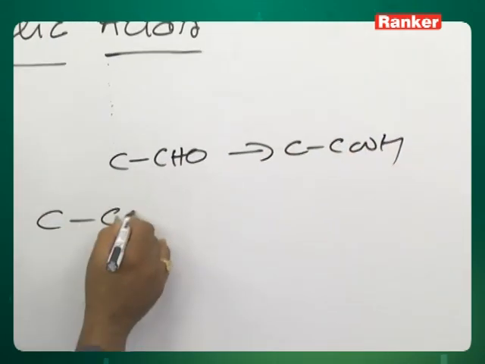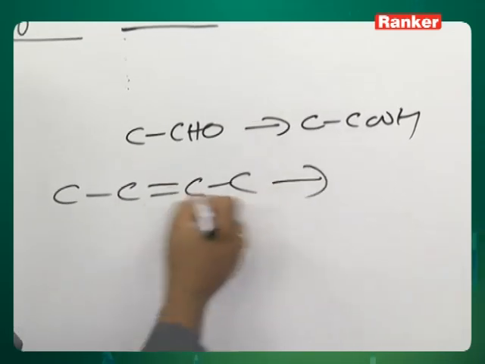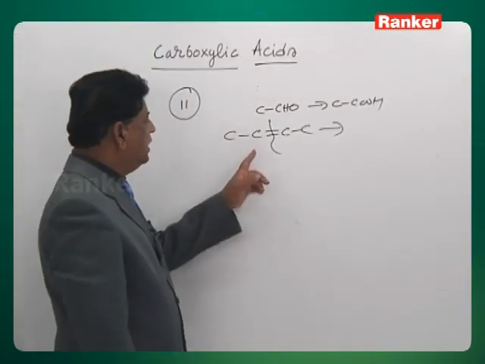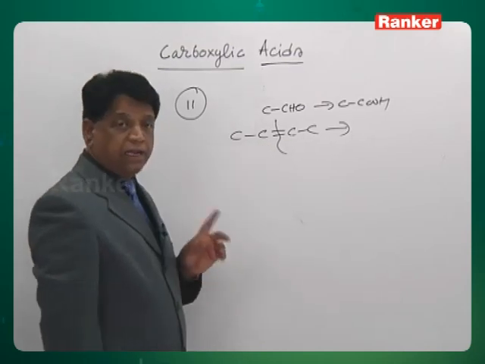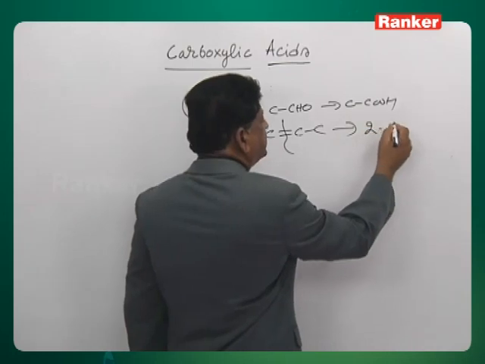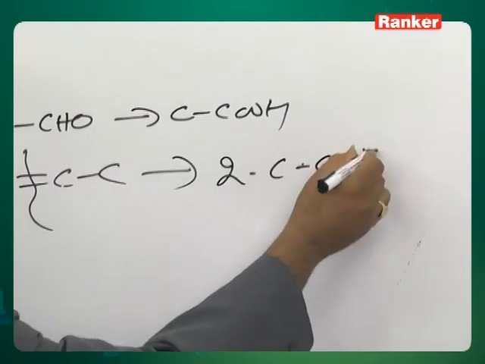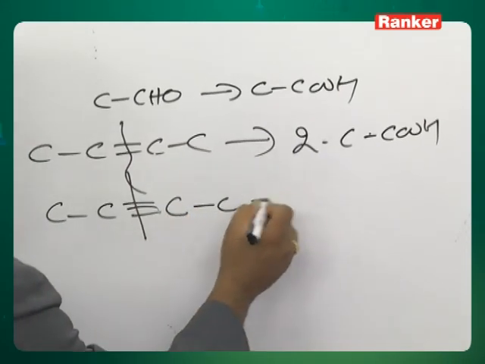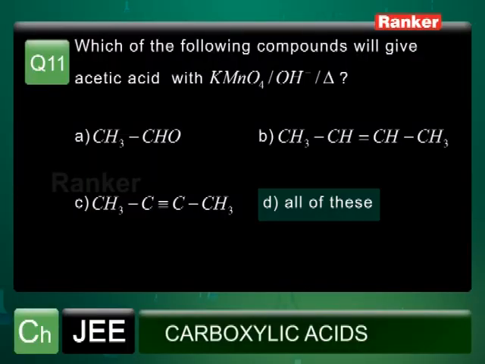Even an alkene containing this type of group also undergoes oxidative ozonolysis, or acidified permanganate, or alkaline permanganate with heating. It cuts and you will get 2 moles of acetic acid. Alkynes also will undergo this type of cut and you will get 2 moles of acetic acid. Therefore A, B, C are all right, so the answer is D. So, answer D is the right answer.